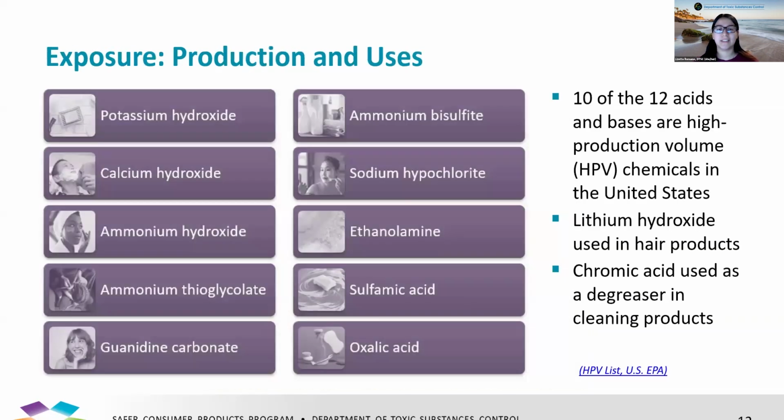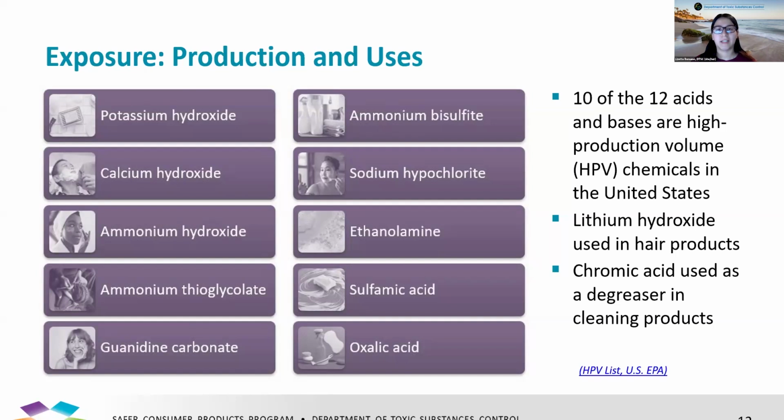Before adding chemicals to the CC list, we must first consider their potential for exposure. One of the ways we can do this is by understanding their production and use. 10 of the 12 acids and bases are high production volume chemicals in the United States, with lithium hydroxide and chromic acid being the remaining 2 that are not. High production volume chemicals are either manufactured or imported at quantities equal to or above 1 million pounds per year.